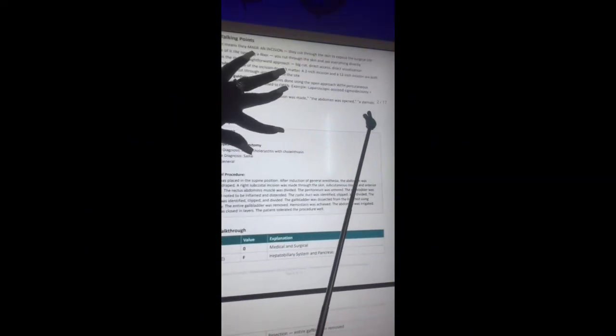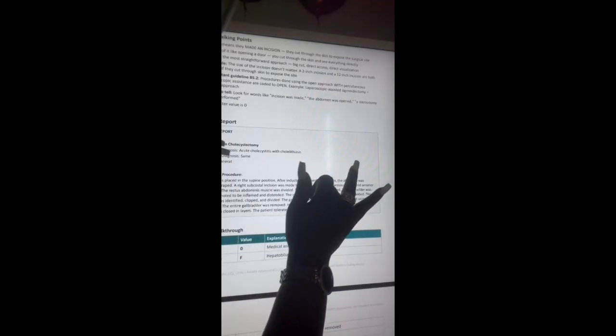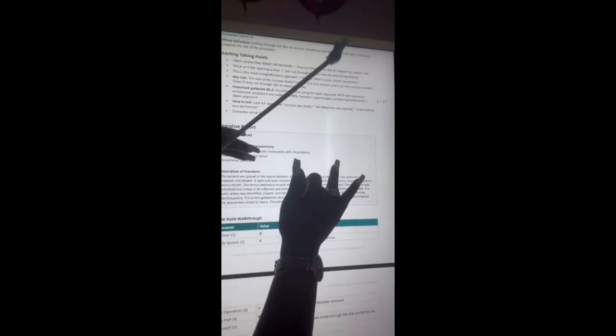Look for words like incision was made. Where's my pointer? Incision was made, the abdomen was opened, a sternotomy was performed. All right, so remember when we go through medical terminology and you learn otomy is incision into, okay? Stern is a bone. The sternum is right here in the front of our chest, okay? So they're opening that patient up when they do a sternotomy.